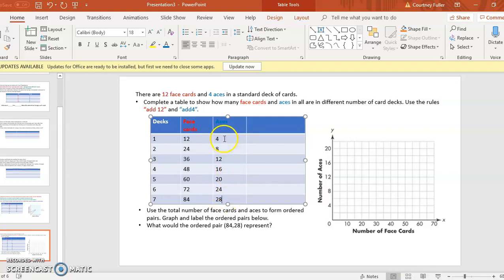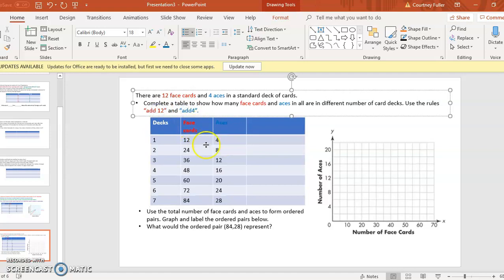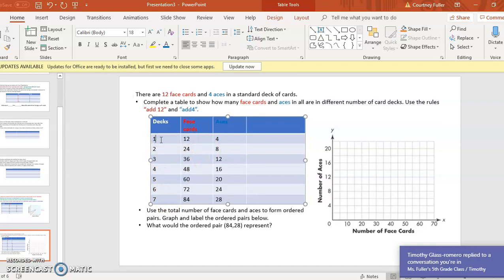I want to point out to you that even though the rule is add 12 and add 4, we have a pattern here. We have 1 times 4 is 4. 2 times 4 is 8. 3 times 4 is 12. 4 times 4 is 16. 7 times 4 is 28. So you could have done that as well.